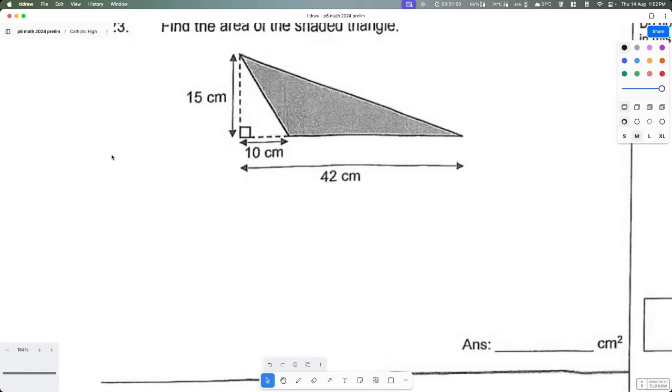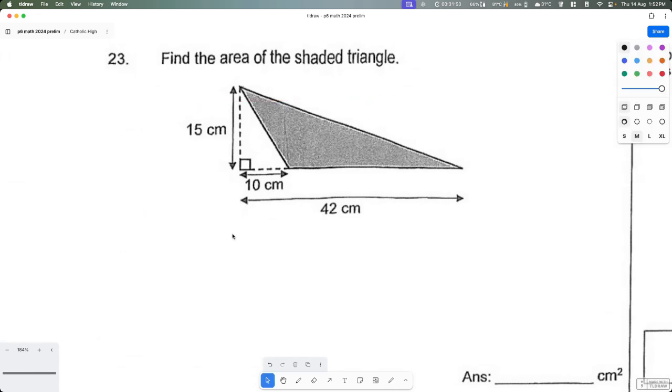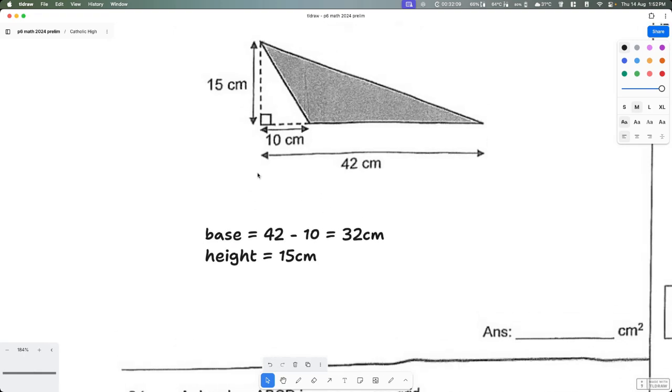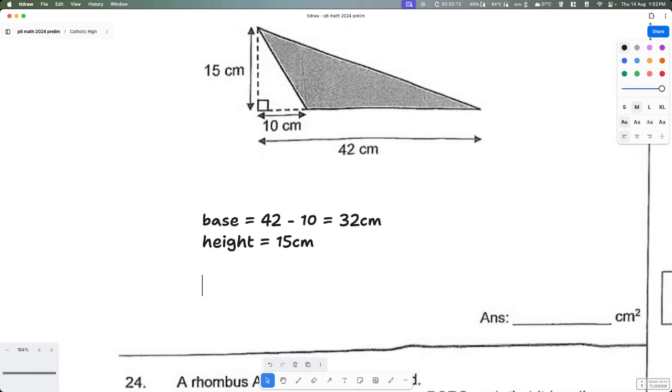Question 23. Find the area of the shaded triangle. The base is equal to 42 minus 10, which is 32 centimeters, and the height is equal to 15 centimeters. A common mistake is assuming that the base is 42 centimeters. So the shaded area is equal to half times base times height.